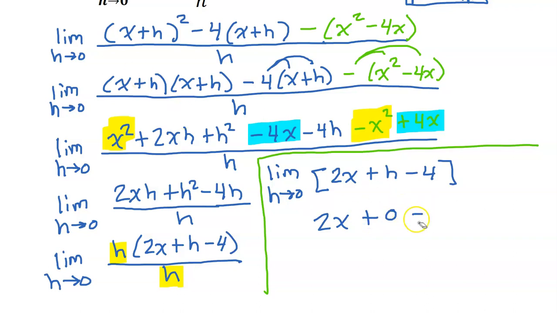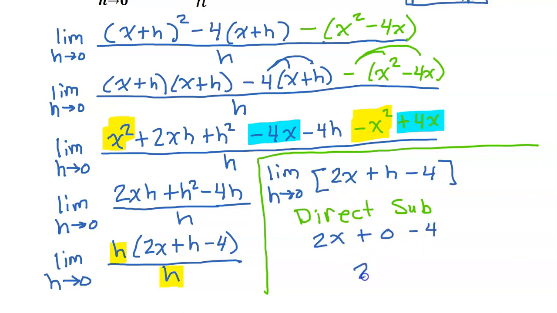You know what? I like to say direct substitution whenever I'm doing this. So I'm going to go ahead and follow that protocol. Direct sub. This is a good habit to get into for the College Board. If you write this down so everybody knows exactly what you're doing, you're guaranteed to get full credit for this problem. Anyway, so we will have 2x plus 0 minus 4, which of course is 2x minus 4. So that is the limit.